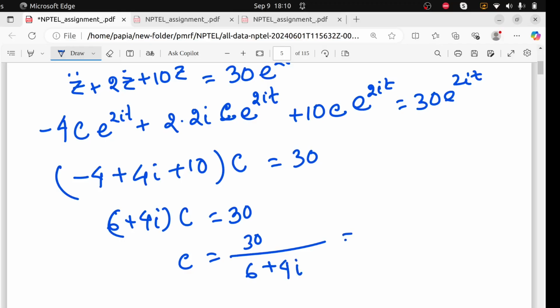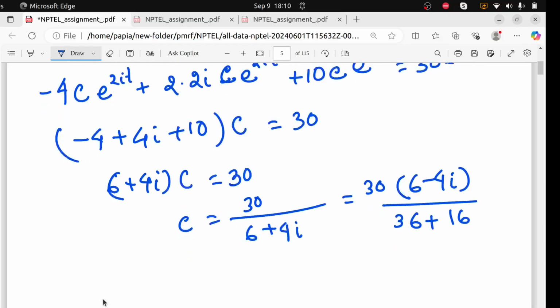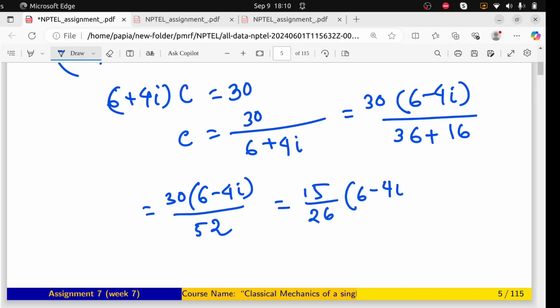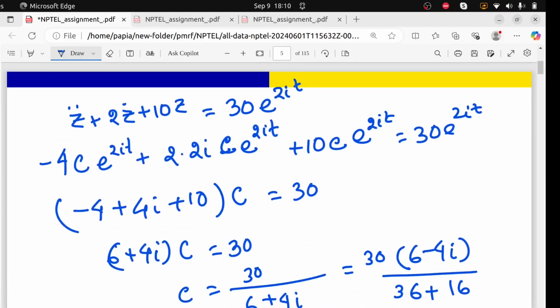Now I multiply by the conjugate: 30, then 6 minus 4i, and the denominator is 36 plus 16. So the answer will be 30 times 6 minus 4i divided by 52, which is 15 by 26 times 6 minus 4i. Okay, this is the answer for c.